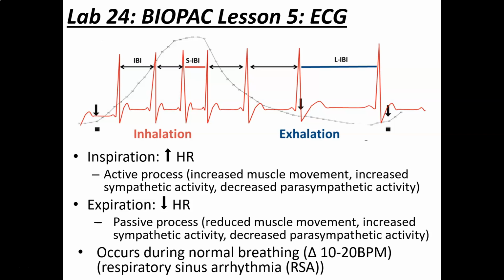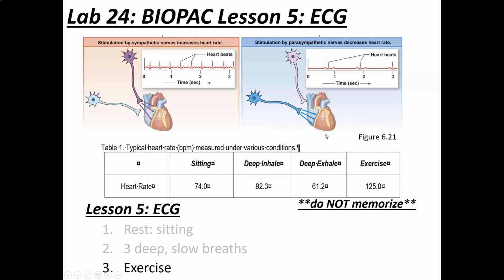During exhalation tends to be more passive. There's reduced muscle movement. You have a decreased sympathetic activity and an increased parasympathetic activity. And so sometimes this is called respiratory sinus arrhythmia. But for the data, it looks exactly the way we should. So inspiration heart rate should go up, expiration heart rate should go down because of those changes.